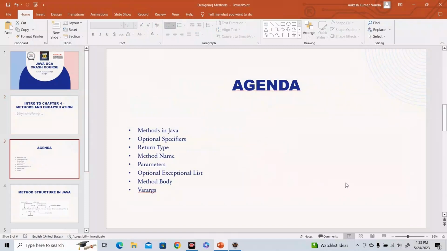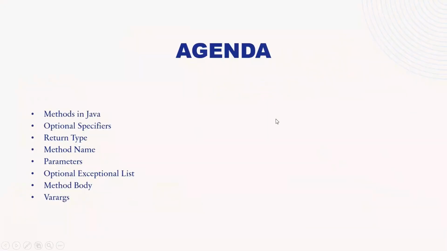So the agenda for today's session is that we're going to discuss methods, and we're going to see what methods in Java are, what optional specifiers we can specify with methods, what a return type of a method is, what the method name is, what the parameters are, and what this exception list is, right? We can have that optional exception list, and then we're going to see what the method body is and what varargs are. So one by one, let us discuss methods in Java in depth, right?